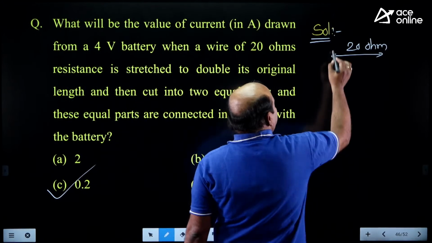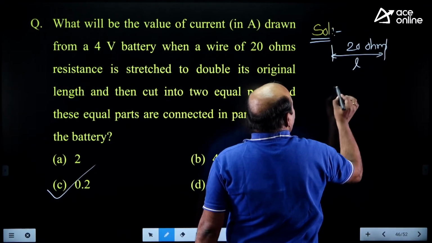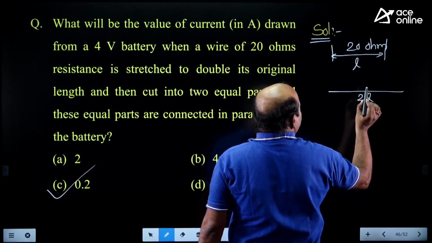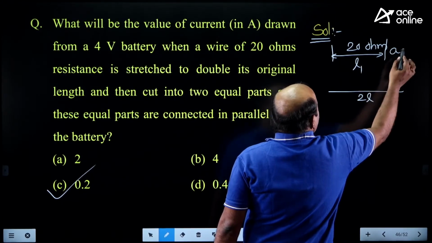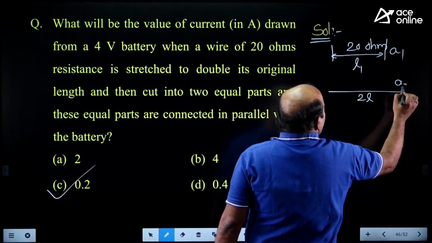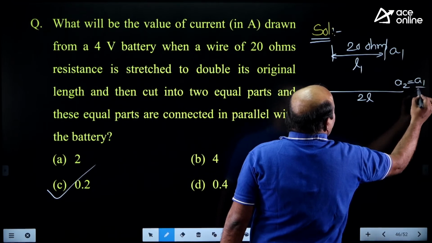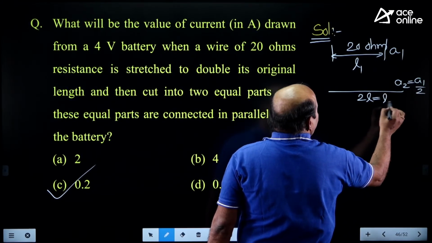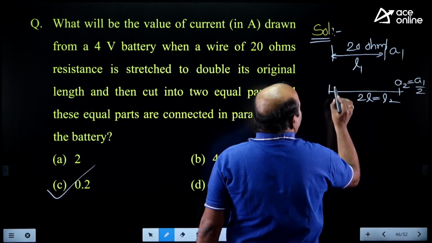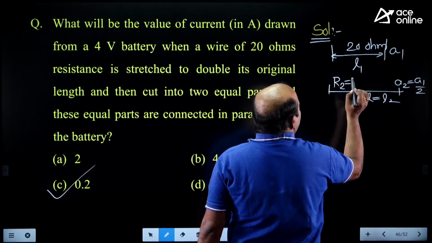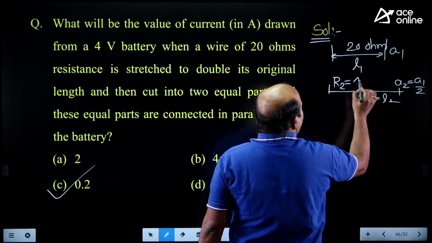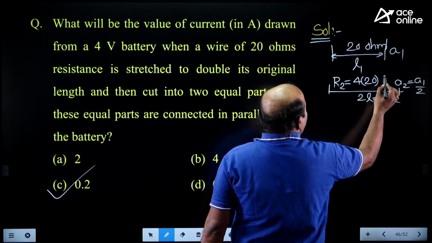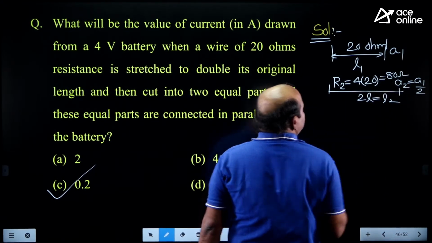After that, what we are getting is that this is the length L, and he made it 2L by stretching. Then the area of the cross section is equal to this one. Here the area of the cross section A2 is equal to A1 by 2. Here we are getting this is L2. Then definitely R2 is equal to 4 into 20, which is equal to 80 ohms.